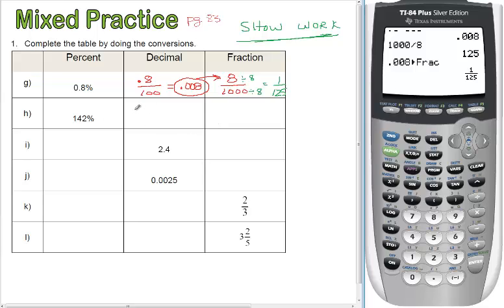142%. Again, remove the percent sign. Percent means out of 100, and then divide that on your calculator. Dividing by 100 moves the decimal place left 2 places. So this is the same as 1.42.